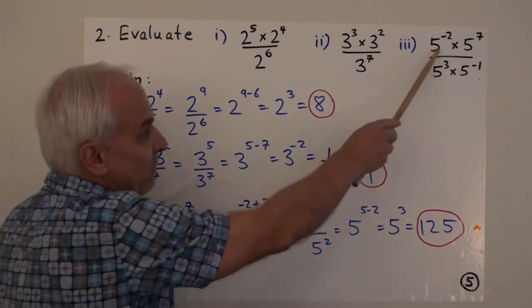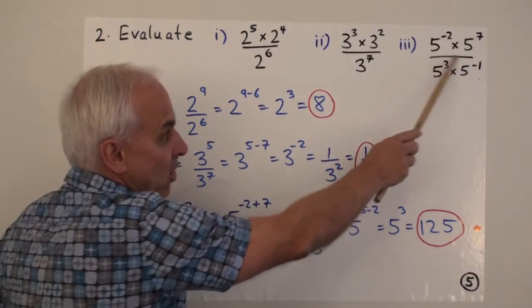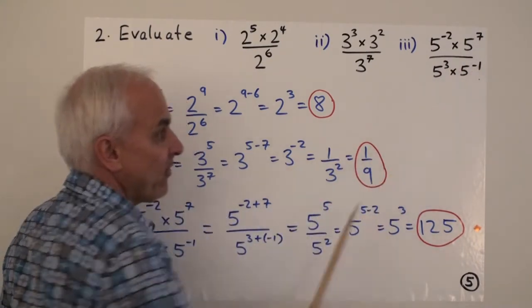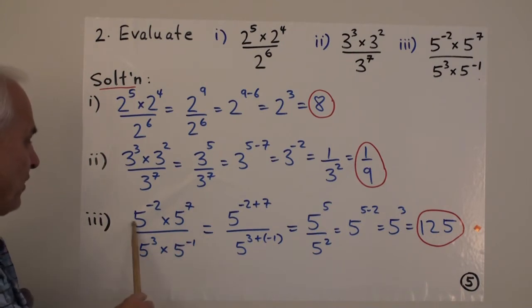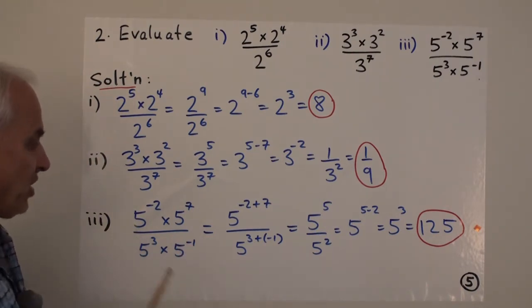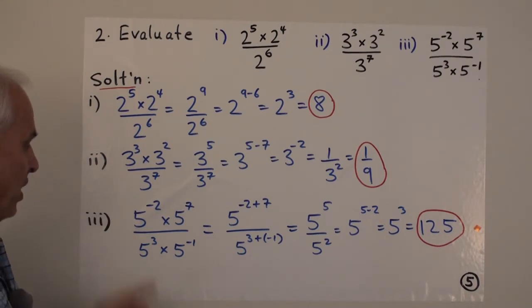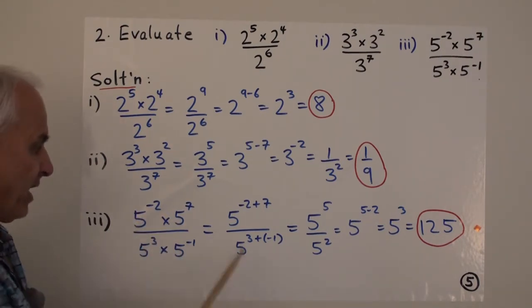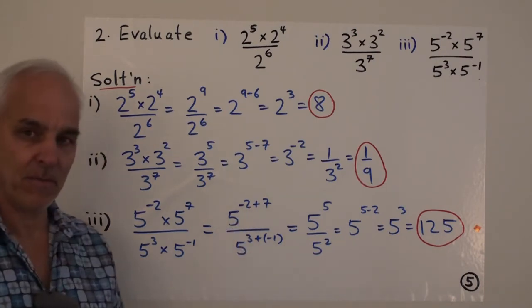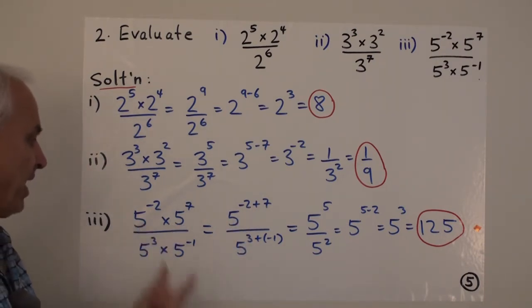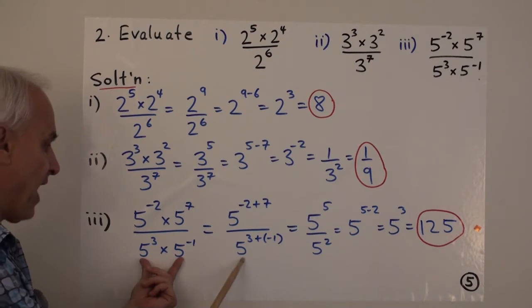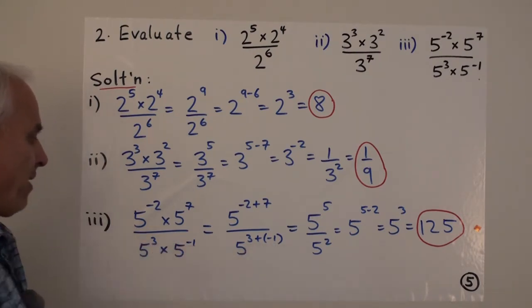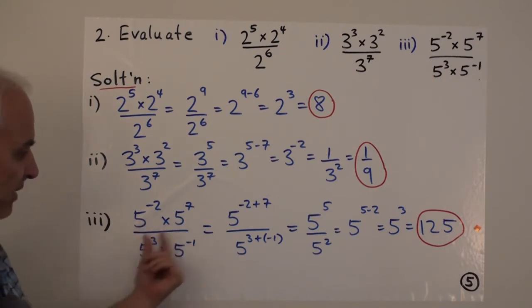The third problem, 5 to the minus 2 times 5 to the 7, all divided by 5 cubed times 5 to the minus 1. Okay, there's a common base of 5, so we're working with base 5. The natural thing might be to simplify the numerator and then simplify the denominator first using the index laws. So 5 to the minus 2 times 5 to the 7 is 5 to the minus 2 plus 7. We add the exponents when we're multiplying the powers. And in the denominator, same kind of thing. This is 5 to the 3 plus minus 1. The exponents are 3 and minus 1. We have to add them.